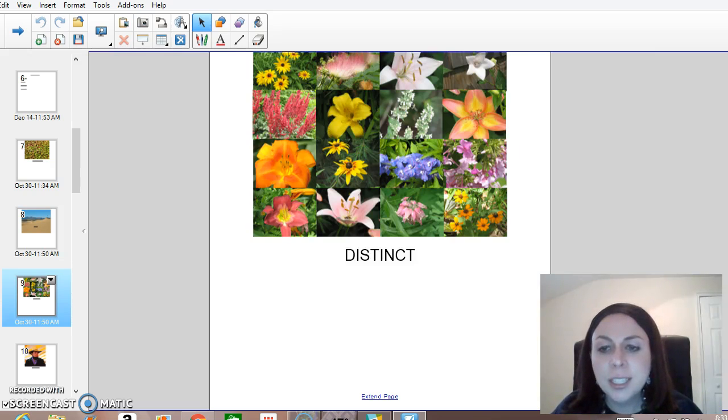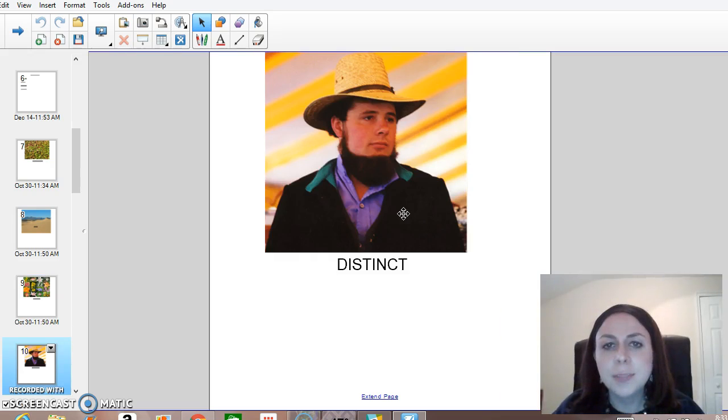The next word is distinct. Distinct is kind of like clear, looks different. It was this distinct flower, meaning this flower was very clear and distinct and looked different. It stood out. In this picture, this Amish man is very distinct. He kind of stands out among the crowd.